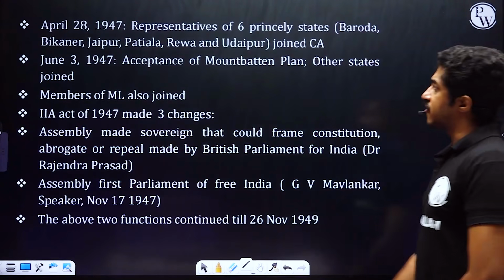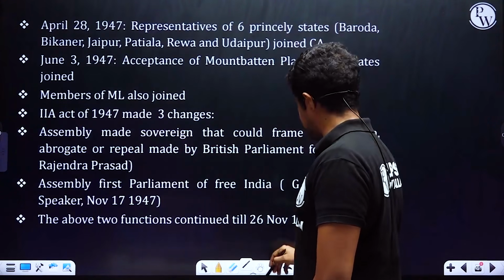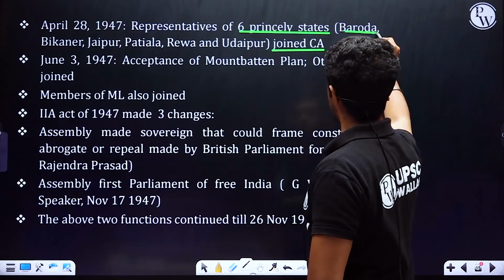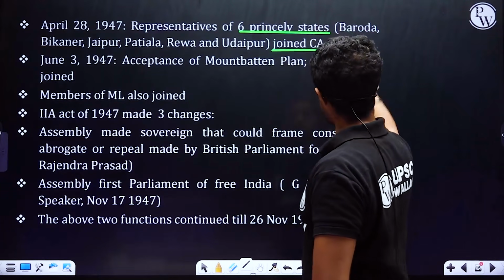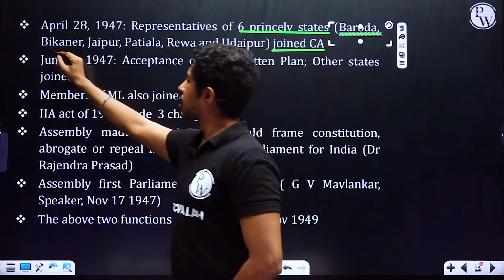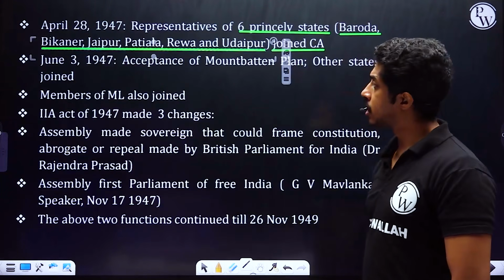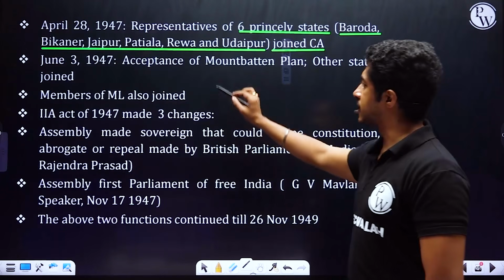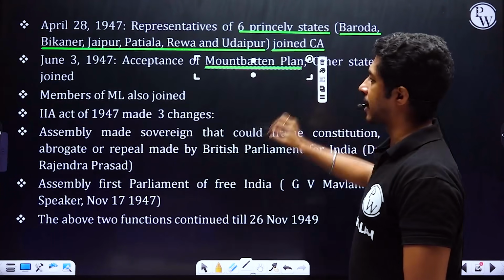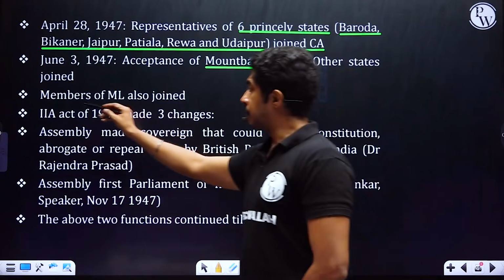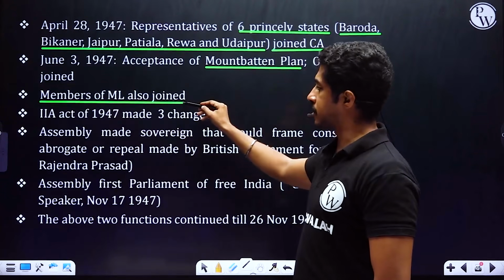April 20th, 1947, representatives of 6 princely states joined the Constituent Assembly. They are Baroda, Bikaner, Jaipur, Patiala, Rewa and Udaipur. June 3rd, 1947, acceptance of the Mountbatten Plan. Other states also joined. That means other princely states. Members of the Muslim League also joined.